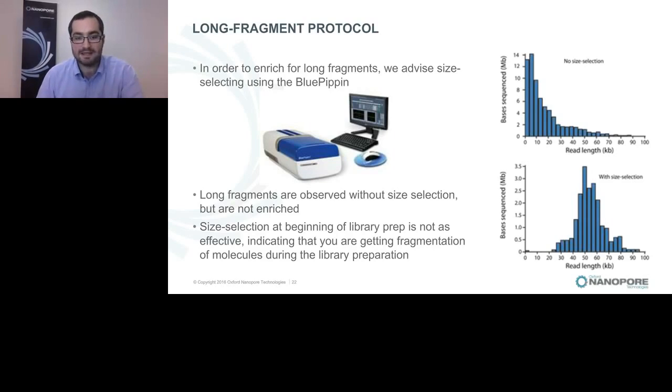We've compared the size selection of input material, so you size select before your library prep, with size selection of the ligated library, and observe that you get better enrichment when the size selection is done at the end. We assume that during the library prep, you're getting some fragmentation during the manipulation, the pipetting, and the bead steps, and this is causing shearing of the DNA. So you're generating some small fragments during the prep. So if you do the size selection right at the very end, you minimize the manipulation required before running it.